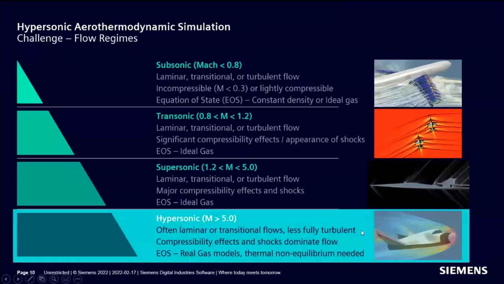So oftentimes, unlike in the lower speed flows, where a lot of the research involves turbulence modeling and how to properly simulate turbulence regimes, a lot of times these hypersonic flows are laminar or transitional, where turbulence is less of a modeling challenge. There are other modeling uncertainties that are more prevalent and more important in these cases. Not saying that they aren't also needing to look at turbulence, but it's sometimes less of a focus. What is really focused on is obviously compressibility effects, shocks, and equation of state problems dominating these flows. You can't use ideal gas assumptions anymore once you get up into a hypersonic regime, where we have very complex physics going on, sometimes dissociation and all of that.